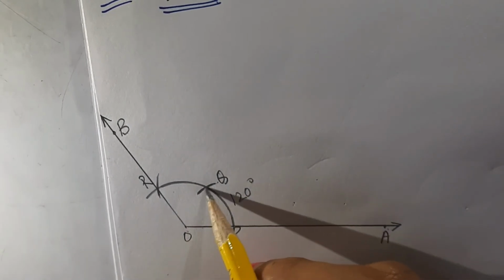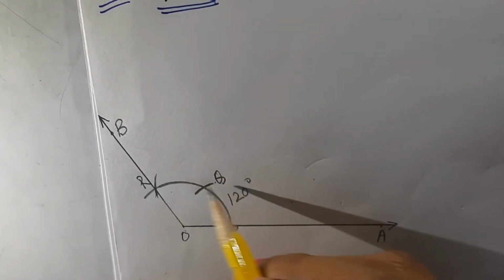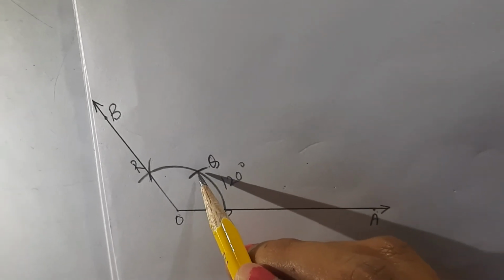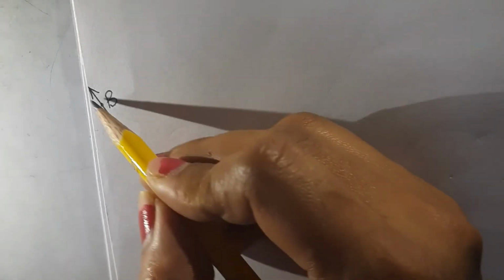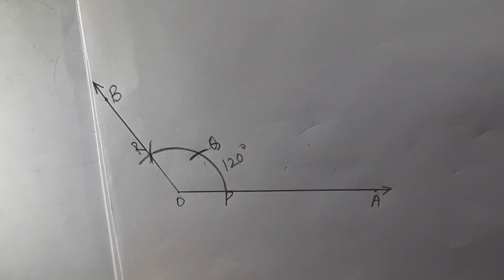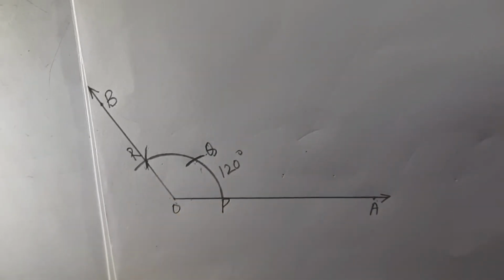Jo hamari first arc hoti hai, wo hoti hai 60 degree, and second arc, when we place the compass pointer at 60 degree and cut, this arc is of measure 120 degree. Fine. This is of 60 degree and this is of 120 degree.